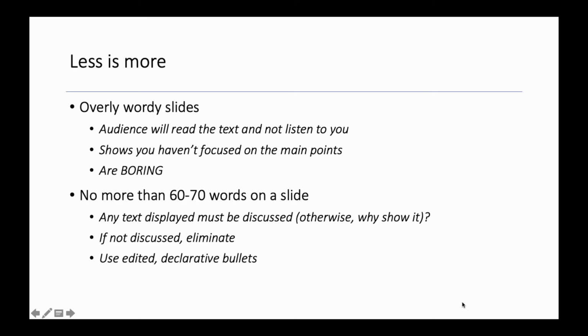So my rule of thumb is at most 60 to 70 words on a slide. Any text displayed must be discussed. Otherwise, why show it? I'm sure you've sat through PowerPoints where there's all this text on the slide the presenter never really discusses. If you don't discuss something, don't put it on a slide. Use edited declarative bullets. Bullets are actually one of the best parts of PowerPoint and can help you summarize the main points.